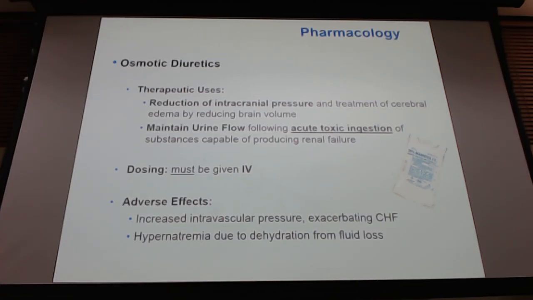And then it maintains urine flow. So if there's acute toxic congestion of substances, it'll be able to treat that. And then we have to give this medication IV because it has horrible oral absorption when it's given by mouth. And then some adverse effects, so increased intravascular pressure will exacerbate chronic heart failure since you have more fluid in your blood vessels and it's causing more work for your heart. And then hypernatremia due to the dehydration from fluid loss.